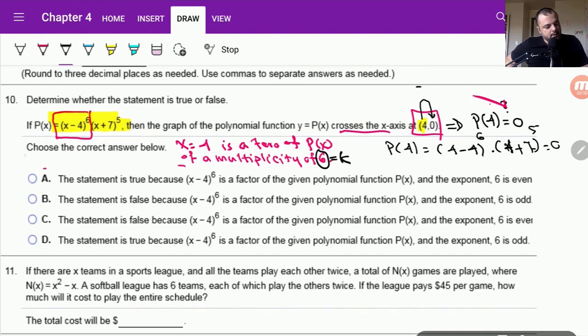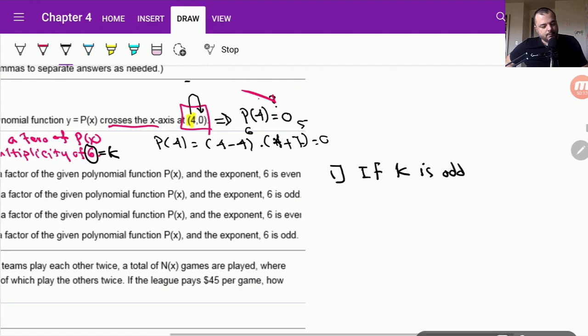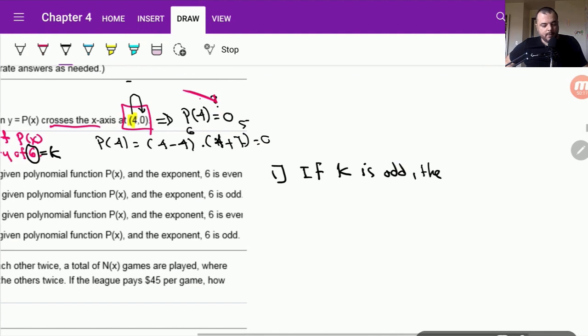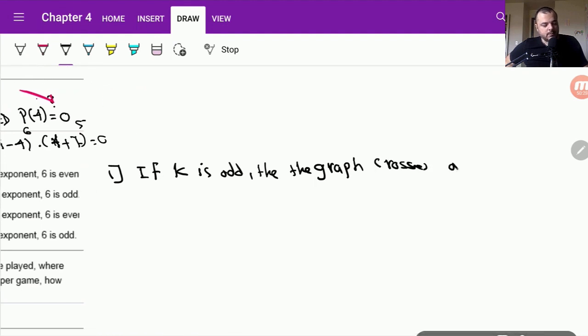So the first case, number 1: if k is odd, then the graph crosses the x-axis at the 0, which let me call c. Suppose that you have this factor, (x minus c) to the power of k.